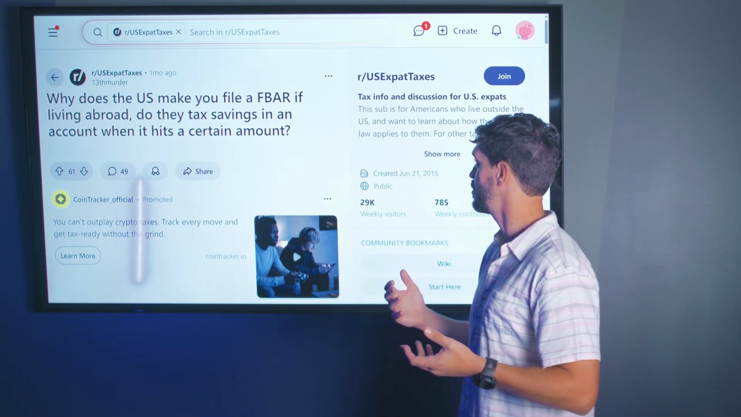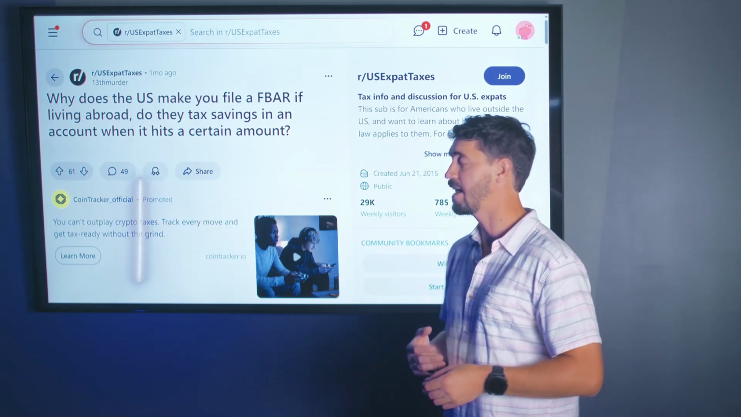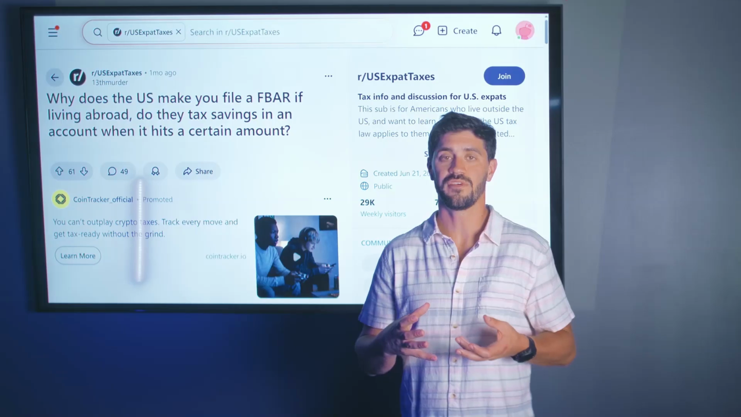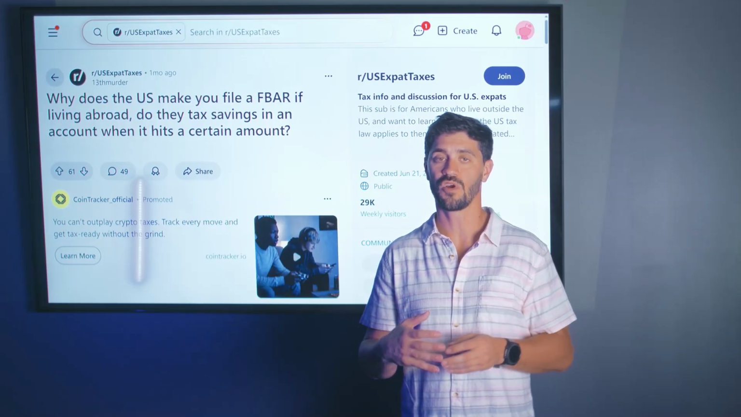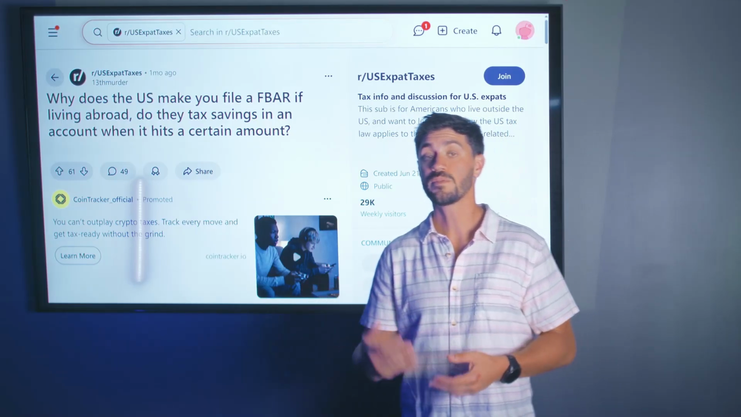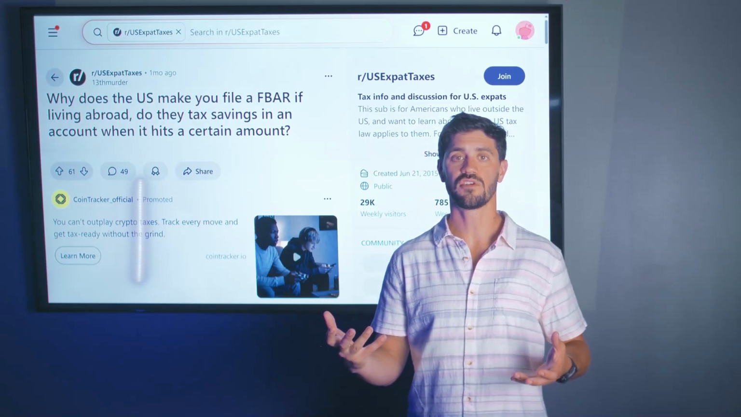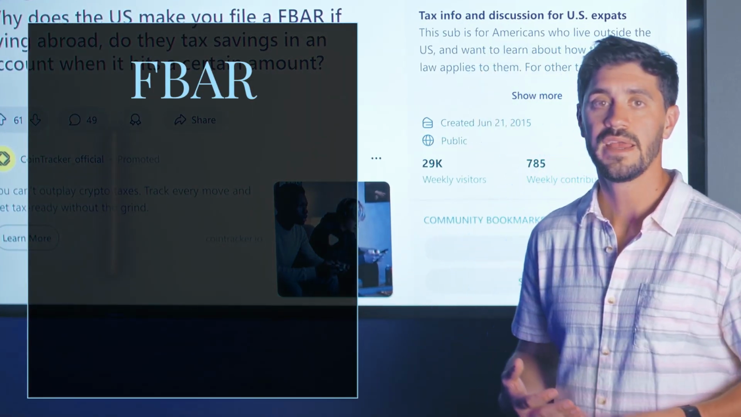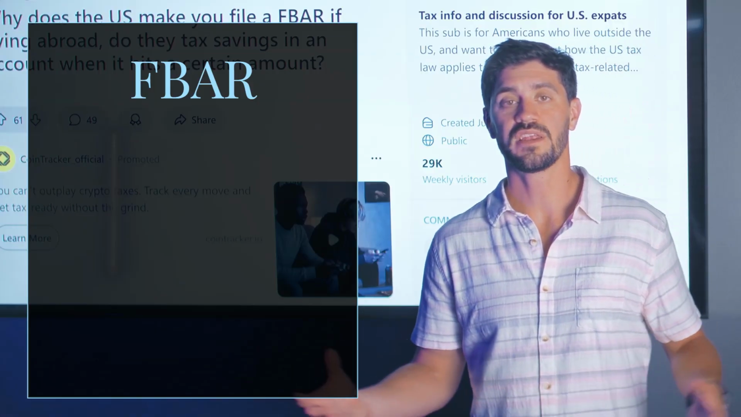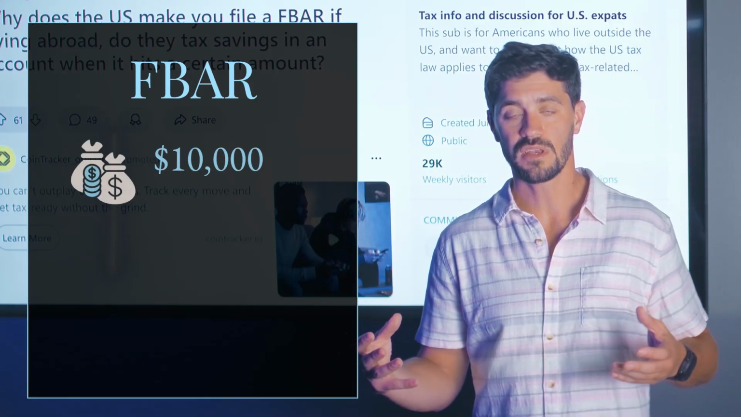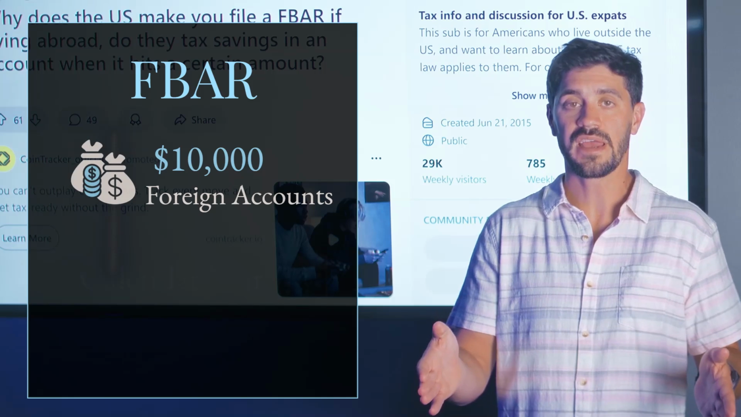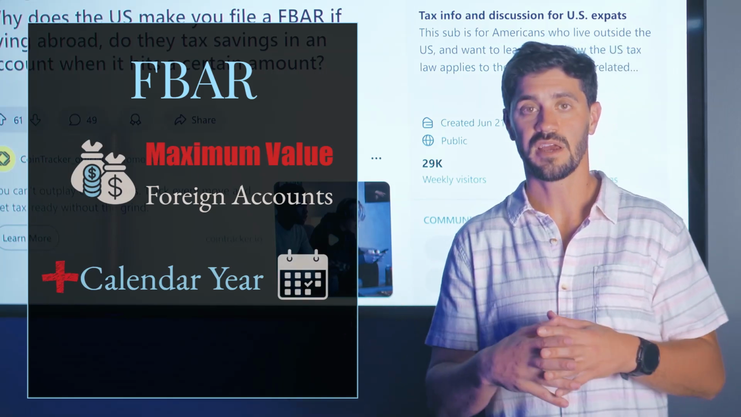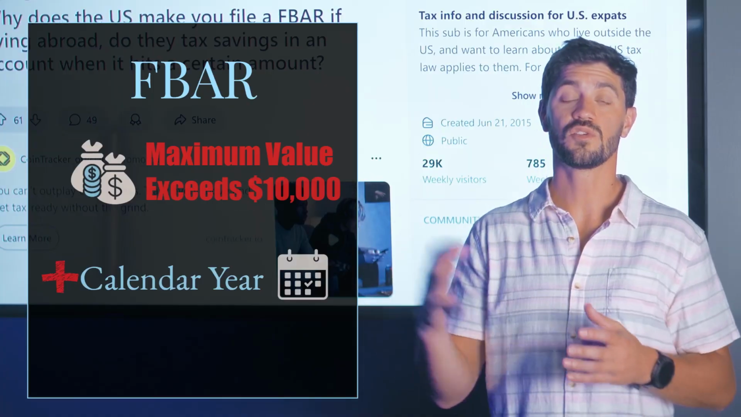So in this scenario, it asks, do they tax savings in an account when it hits a certain amount? So no, there's no tax on the value of the assets, regardless of the amount that's in there. You have to pay tax on, say, interest earned by the account, but there's no tax on the savings itself. So with the FBAR, it's a reporting requirement that you need to do. Again, it's $10,000 in aggregate of your foreign accounts held during a calendar year. So you take the maximum value of all your foreign accounts, add them together during the year, and if it exceeds $10,000, you have to report them all.